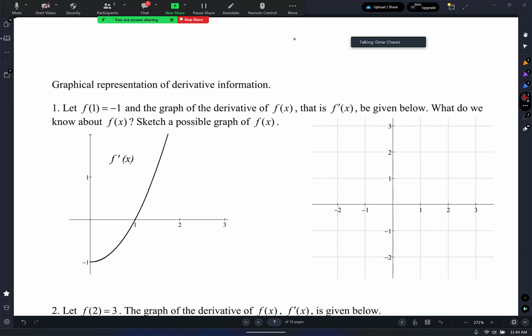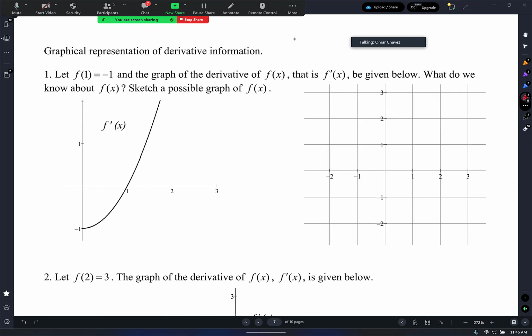All right, here we go. It says, let f of 1 equal negative 1. So that's the first thing you're going to do. Put a point at 1, negative 1. Then f prime is given below. So this is the f prime graph. What do we know about f of x? Sketch a possible graph. Okay. Look at all the different ways we're doing this, guys.